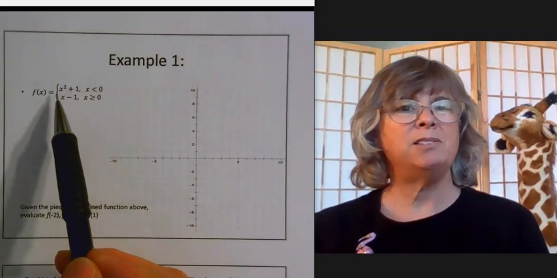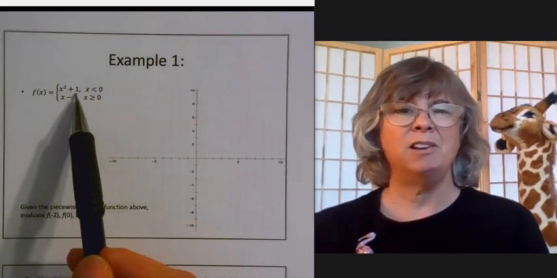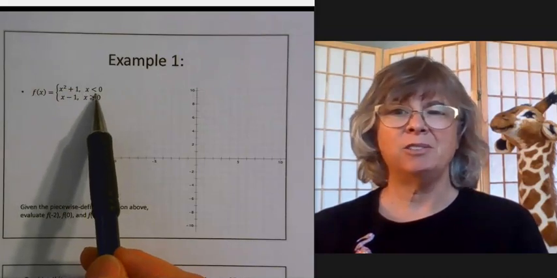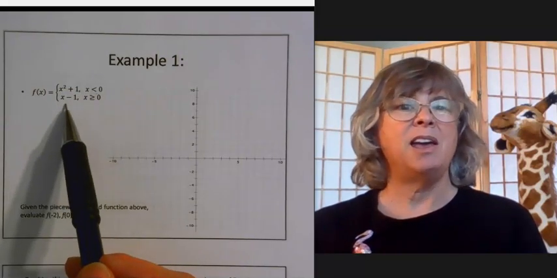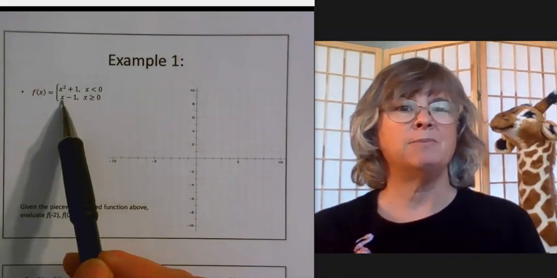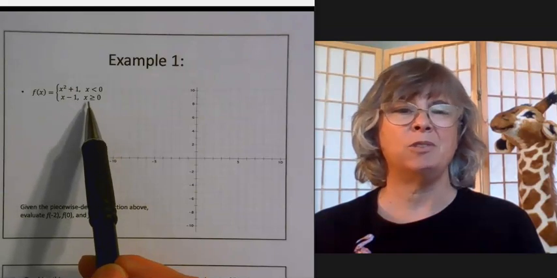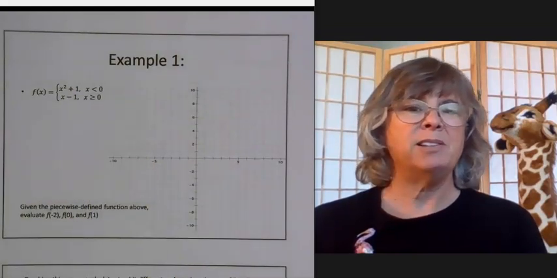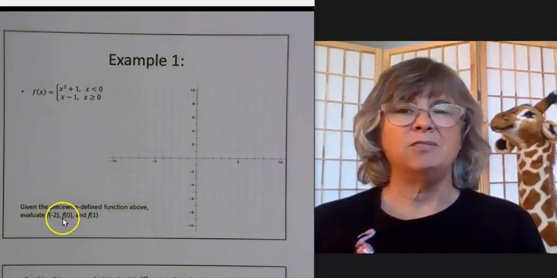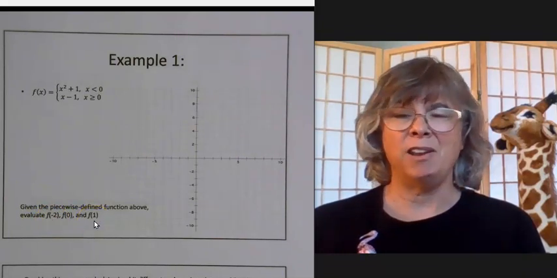The top piece is just x squared plus 1, but it's only limited to where x is less than 0, not less than or equal to, just less than 0. And the second piece is y equals, or the function equals, x minus 1 for x greater than or equal to 0. So let's start by finding evaluations of f at -2, f at 0, and f at 1.